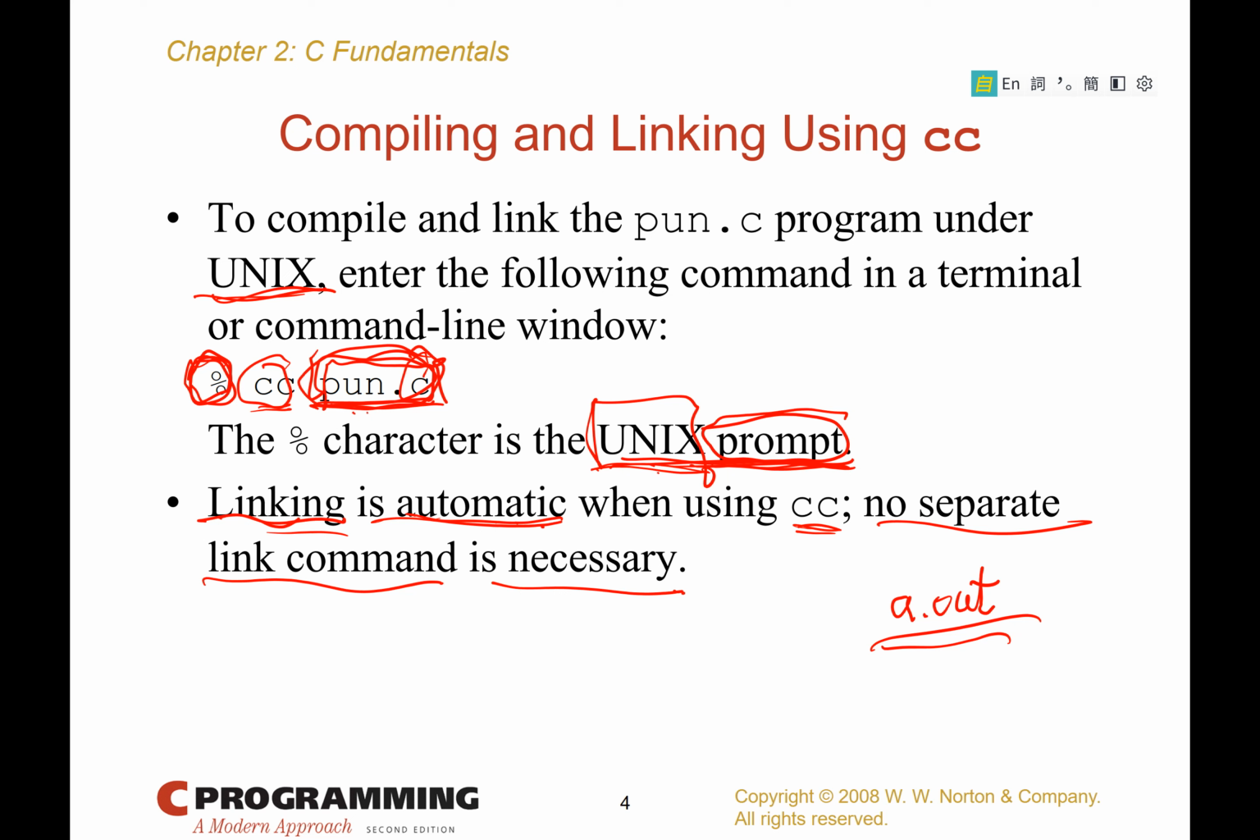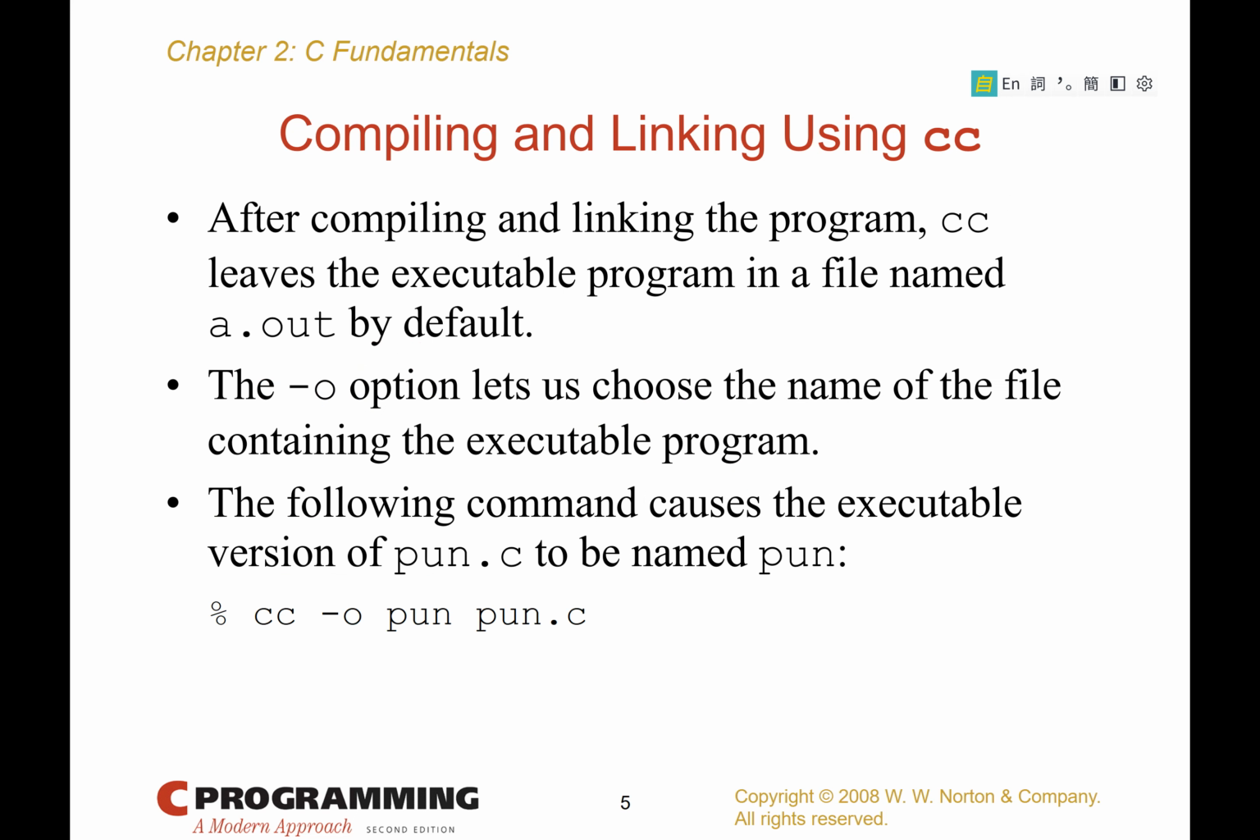When Unix, when the C compiler was first implemented, it called the executable file a.out. So you just type in a.out, and it will execute your C program on the Unix system. Or you can choose another executable file by using the dash o option.